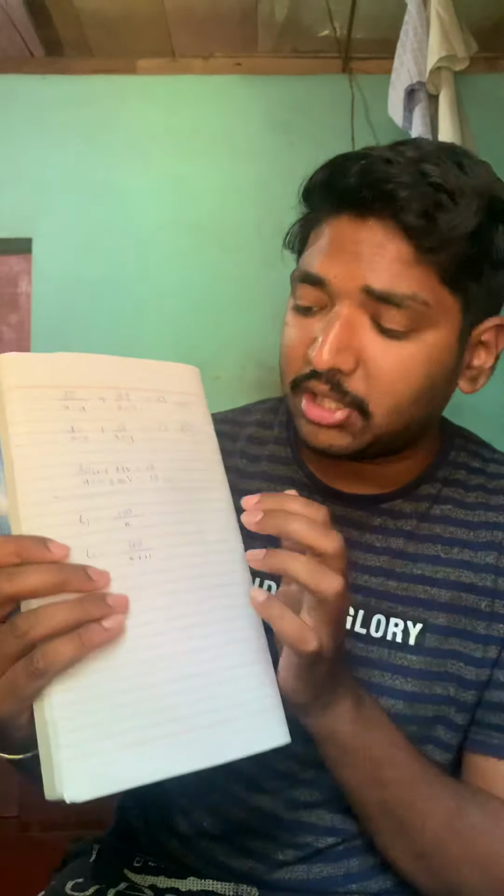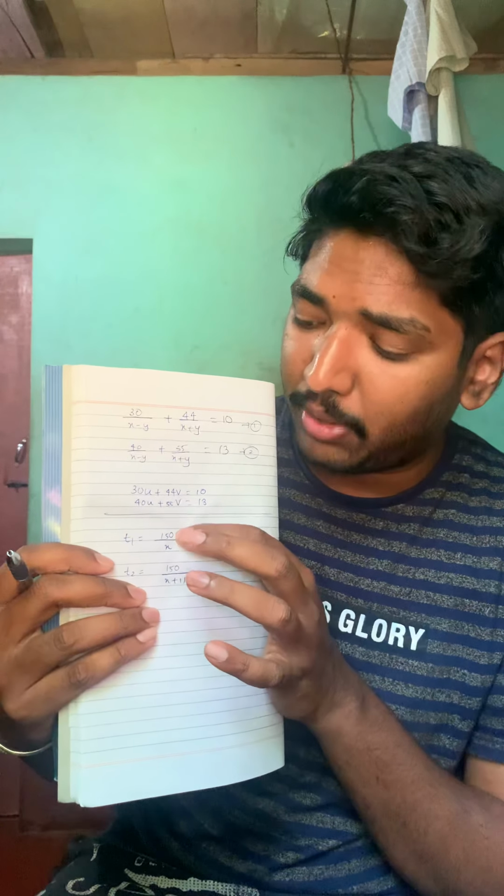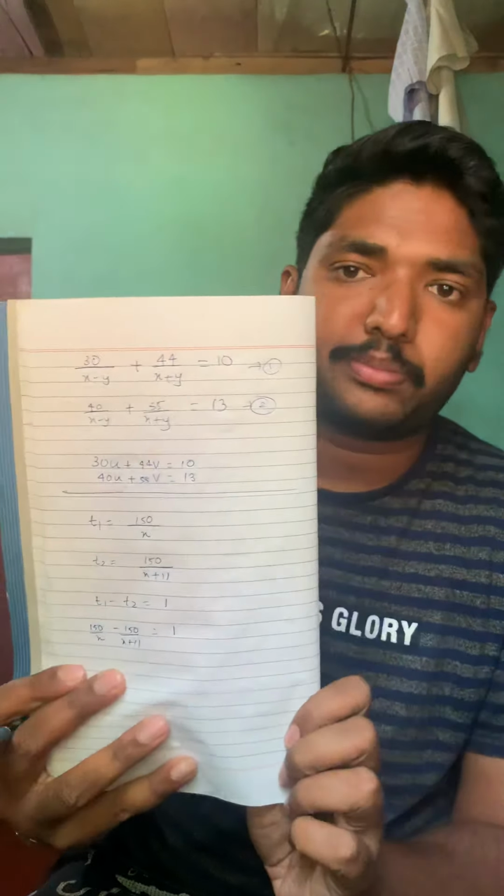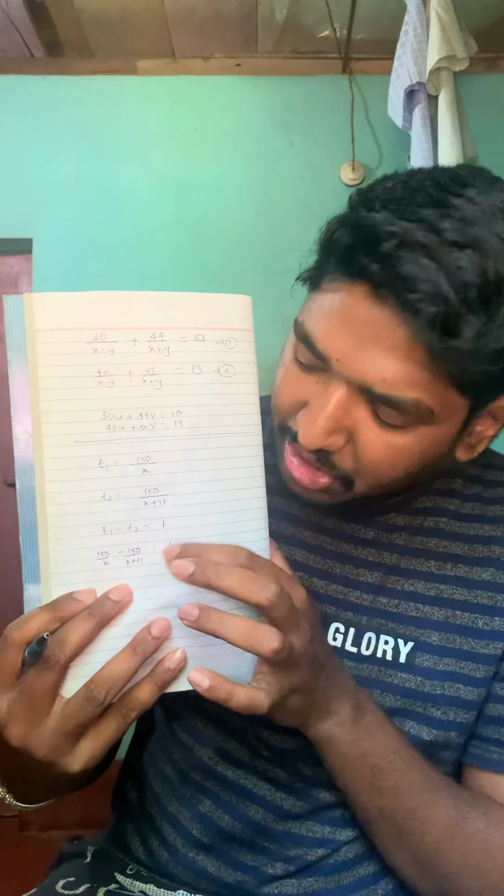They say that the difference between these two times is 1 hour. That is, your express train will reach 1 hour faster than your passenger train. Obviously T1 has to be greater than T2. This is your passenger train, this is your express train. So the difference between the times, T1 minus T2, will be 1 hour. That is, if the passenger train takes 4 hours to reach the destination, your express train will reach in 3 hours itself. So it is 150 by x minus 150 by x plus 11, which is equal to 1. This will be my equation here.